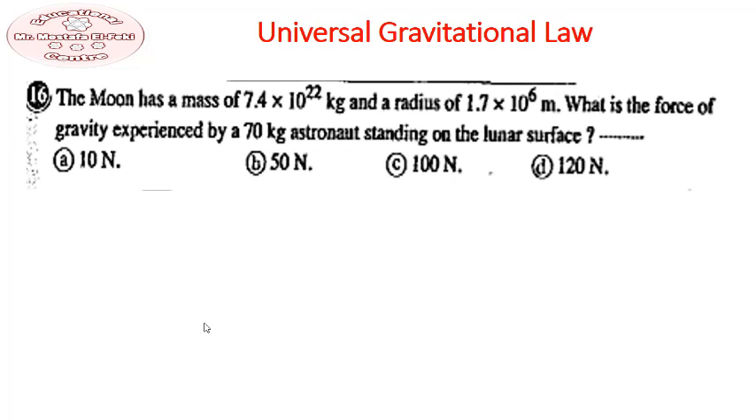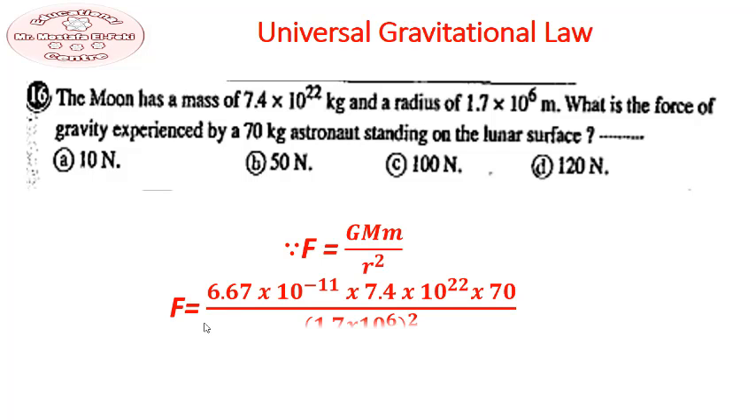The moon has a mass of 7.4 times 10 to the power 22 kilograms and a radius of 1.7 times 10 to the power 6 meters. The force of gravity on a 70-kilogram astronaut standing on the lunar surface is, also by substituting the numbers directly into the relation, approximately 120 Newtons.